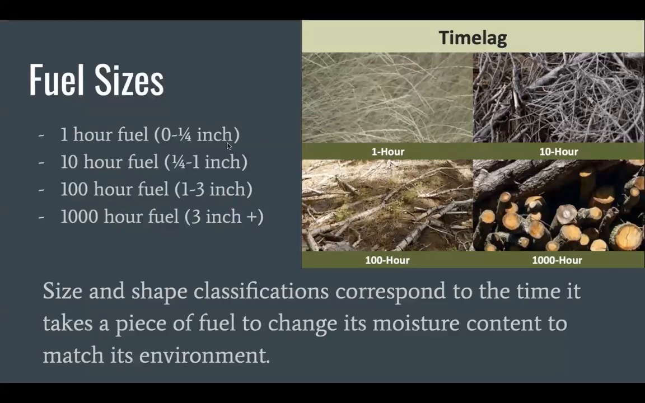So fuel size categorizing, we've got 1-hour fuels, which is 0 to 1/4 inch, 10-hour fuel, 1/4 to 1 inch, 100-hour fuel, 1 to 3 inches, and 1,000-hour fuel. The U.S. Forest Service says it's 3 inches and bigger. NWCG says it's 8 inches and bigger. Really, if you're burning 1,000-hour fuels, then you've done something wrong, in my opinion, unless that's part of your plan, part of your prescription. If you're burning some big piles, you've got some giant logs in there, you might be burning some 1,000-hour fuel.